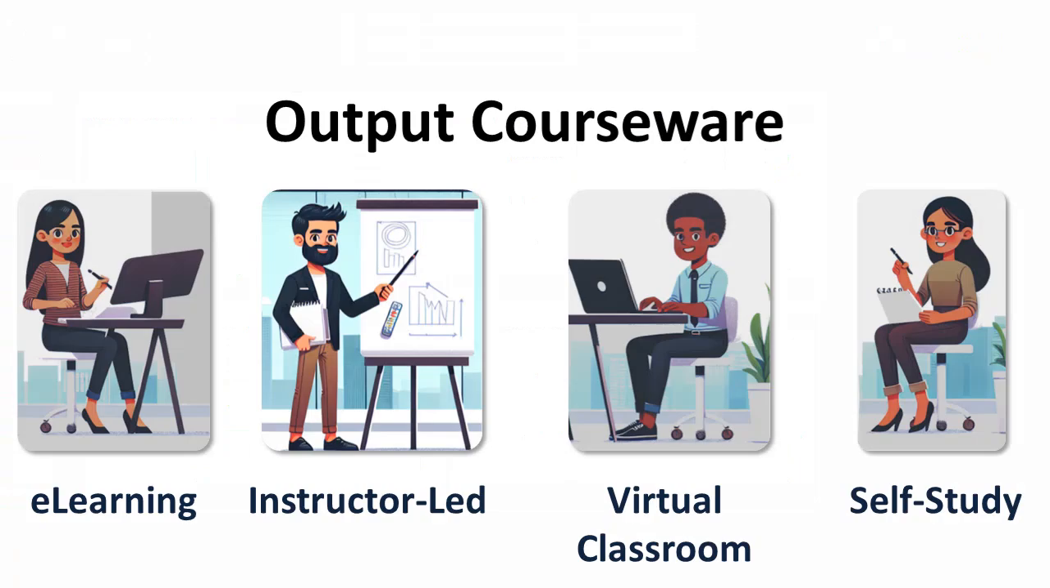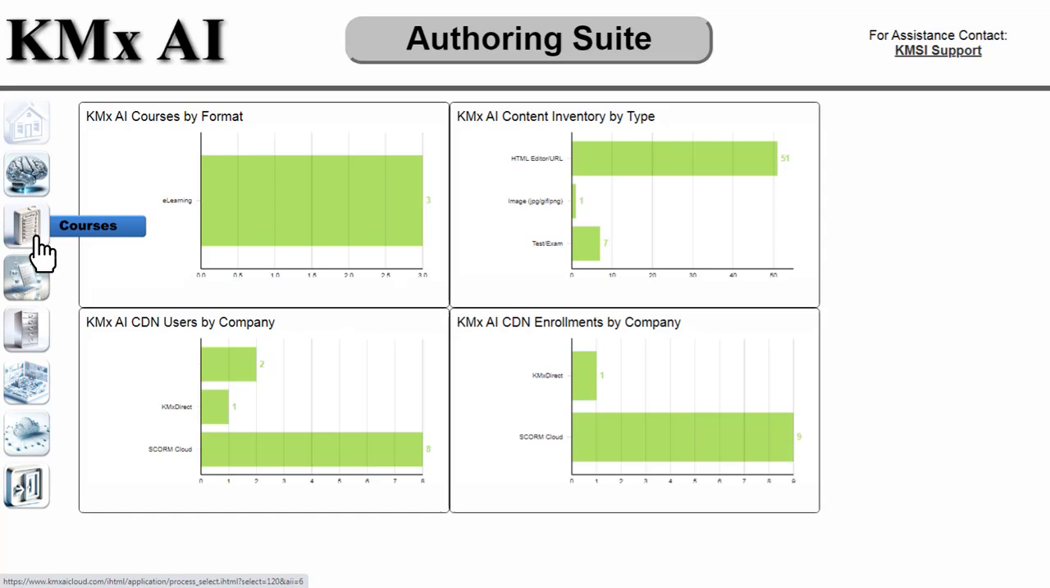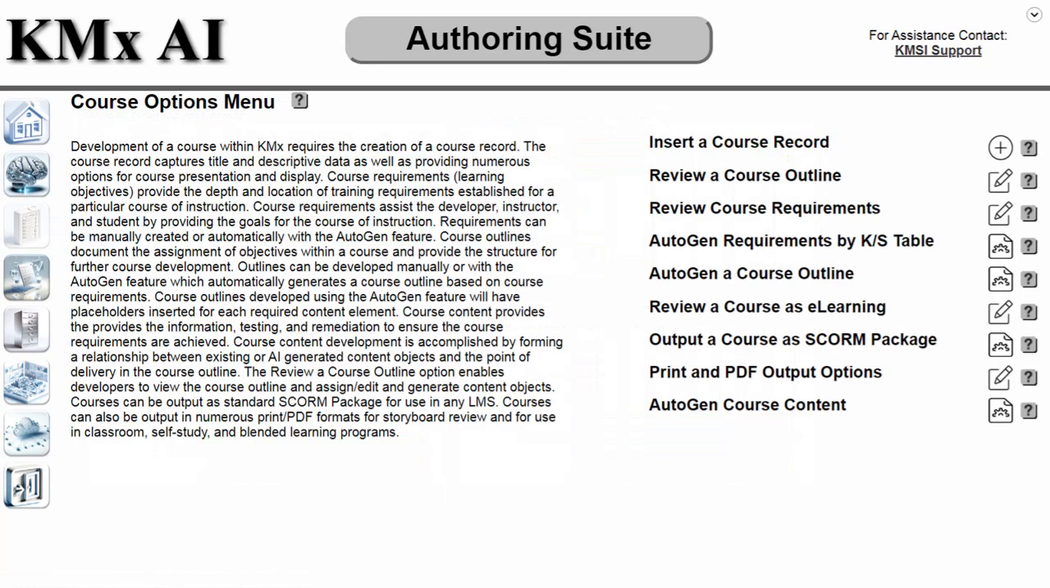As previously discussed, KMx AI lessons support any blend of learning. The KMx AI design and development process generates all elements required for program delivery, maintenance, and management. To output courses in various formats, select the Courses menu option. KMx AI eLearning courses can be output as SCORM content packages for use on any learning management system. To review other output formats, select the Print and PDF output process option.